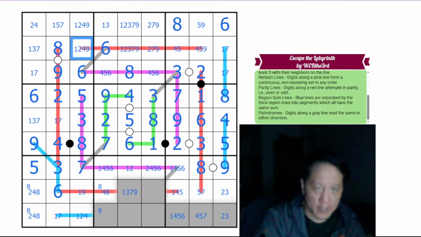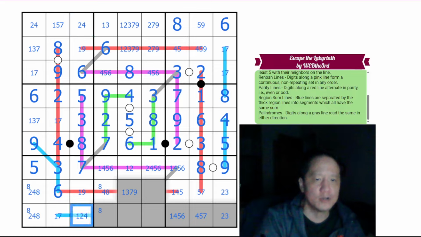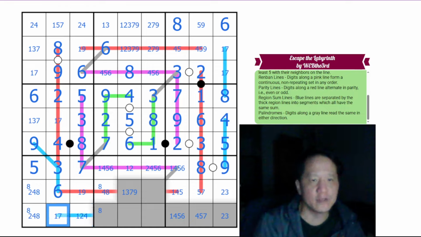This is an odd digit because it's next to an even digit, so it can't be 2, 4. So this is 1, 9. We have a 1, 9, 1, 9 pair in column 3, which eliminates 1, 9 in the rest of the column. This can't be 1 or 9. It's 2 or 4. This 7 eliminates 7 here.